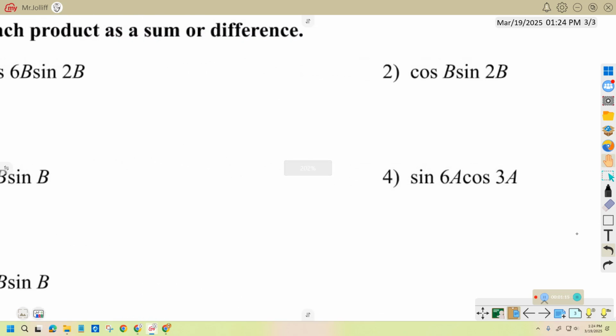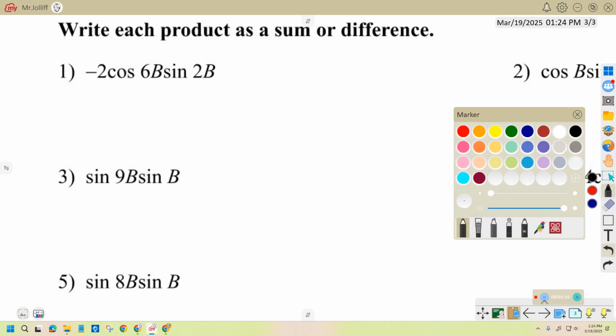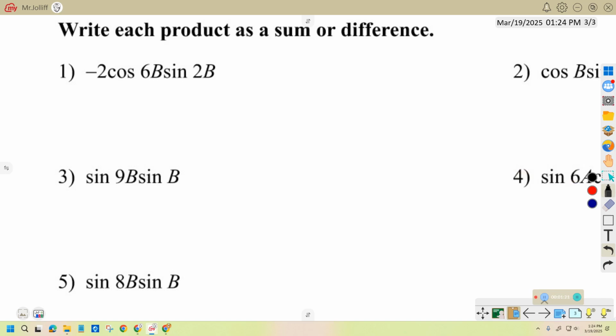We'll zoom in. Okay. So looking at number 1, it says negative cos 6b times sine of 2b. And the directions say write each product as a sum or a difference. So this is a product to start with. I want a sum as my answer, so this is product to sum. So I go look at the product to sum formulas, and I'm looking for cos times sine.